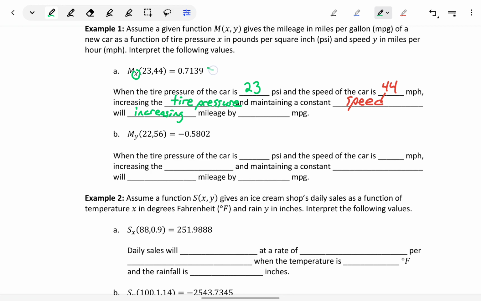and we know that because our resulting function value is something positive, something greater than 0. So when x increases by 1 unit, our function value will increase, specifically by 0.7139 miles per gallon. That is, in this case, if we maintain the same speed and increase our tire pressure, we'll improve mileage for the car, gas mileage for the car.